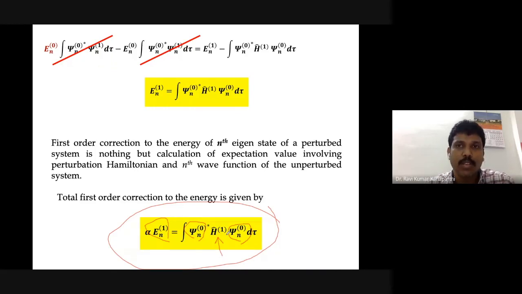Having understood both these methods, we will try to apply these methods to the helium atom. We have the Hamiltonian, right? So we will apply them to the helium atom and see which method is good and which method is relatively not good. We will try to understand. So that is the purpose, and we are moving towards that direction.